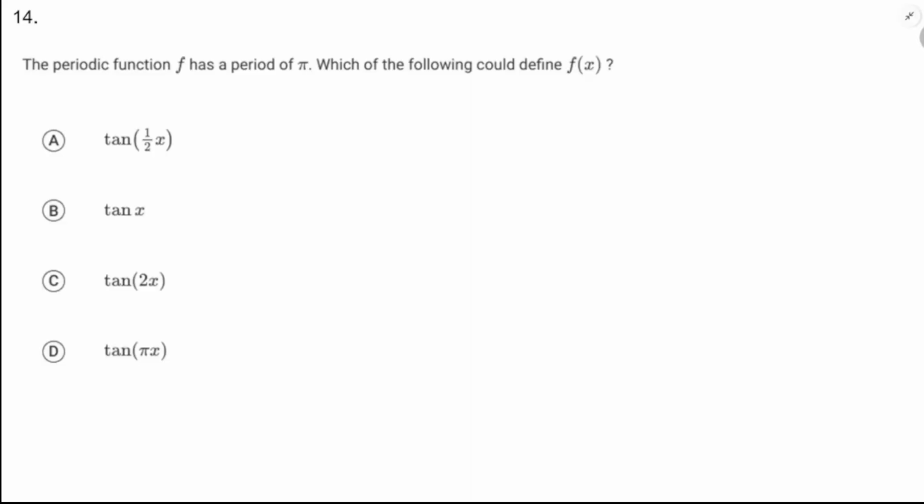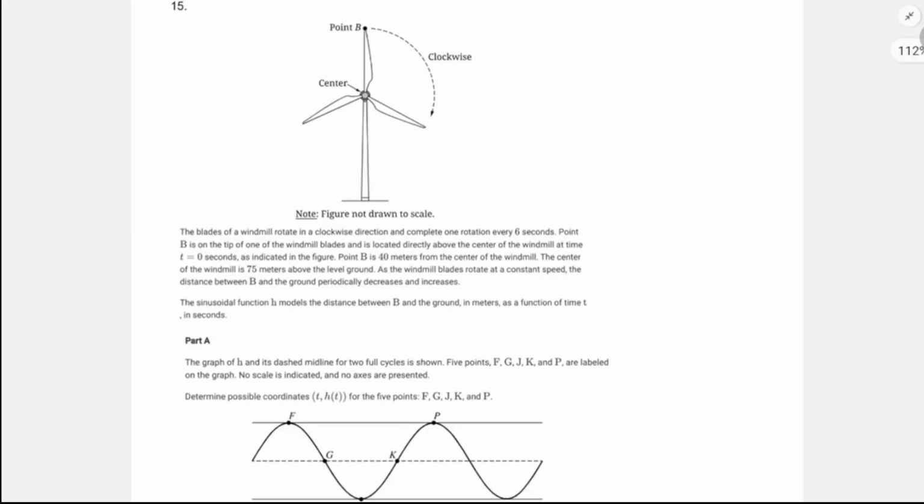All right, the next one here is the periodic function f has a period of pi, which these could be f of x. Okay, well, I know that tangent x has a period of pi, so I'm just going to choose answer choice B. I don't want to be too fancy here. Okay, the other ones are going to have a period not pi because they're tangent, dilated by some amount.